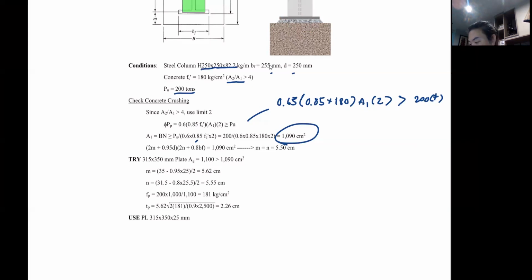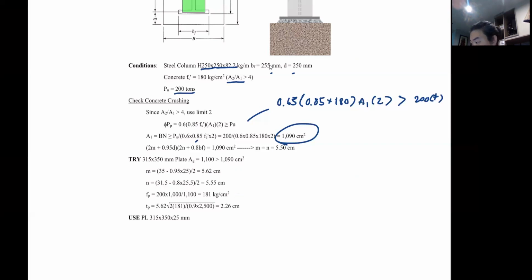Another thing: if possible, don't use a size like this. It's okay, but if you can use a square plate, that would be easier for construction. Use the square plate, so they don't have to worry about which side they need to rotate the plate to meet the end of your column. But this is to try to optimize the situation, so that's why we have a different size like this. Once you have the size, you can calculate M or N, and it goes back to the same design model here.